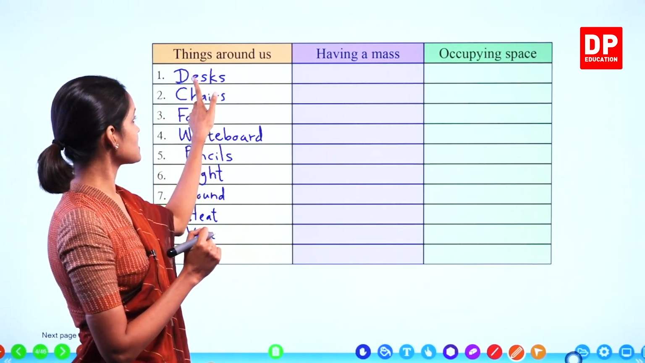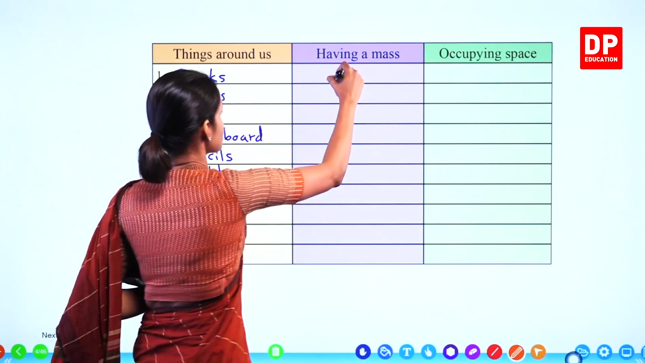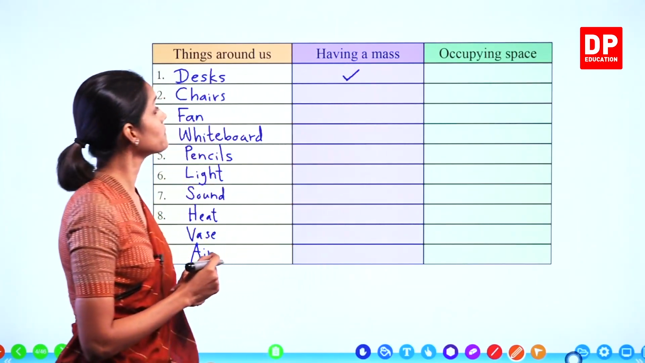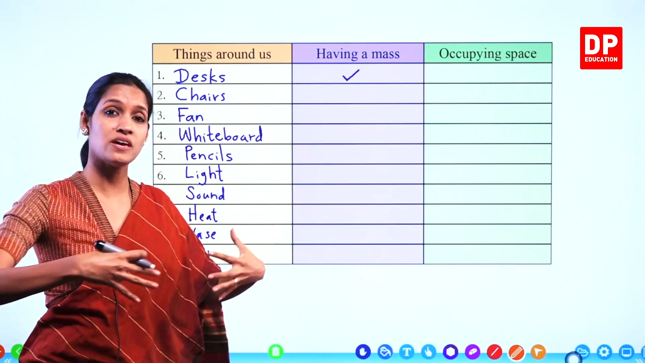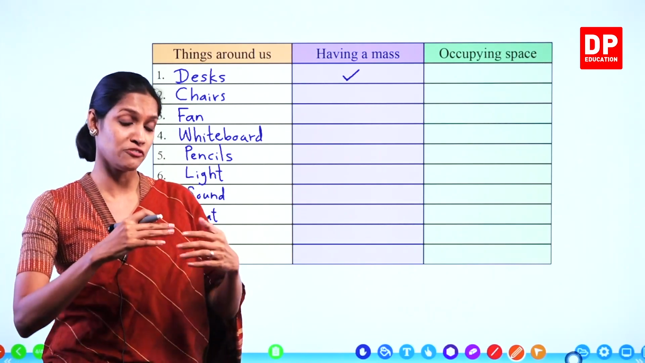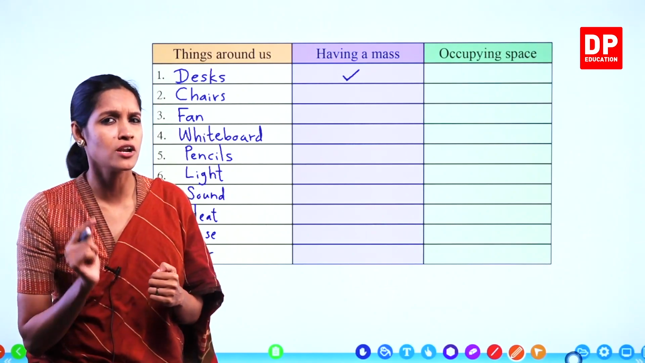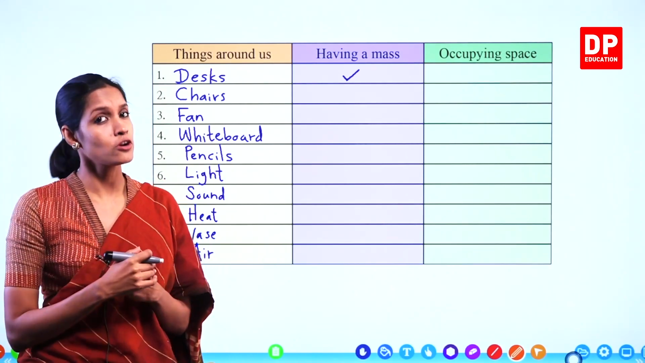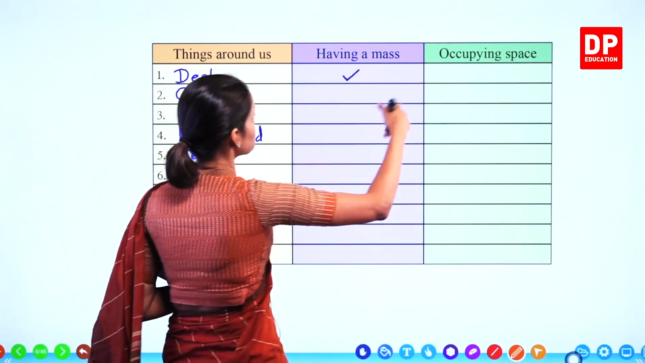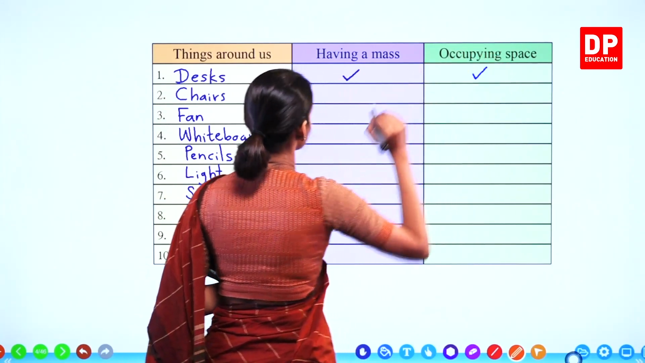What about the desk? They have a mass. I'm going to put a tick over here. What about space? They need a space. That is why I told you, if you keep on filling this desk into the same room, at one point this room will run out of space. Understand? Therefore, they occupy space.